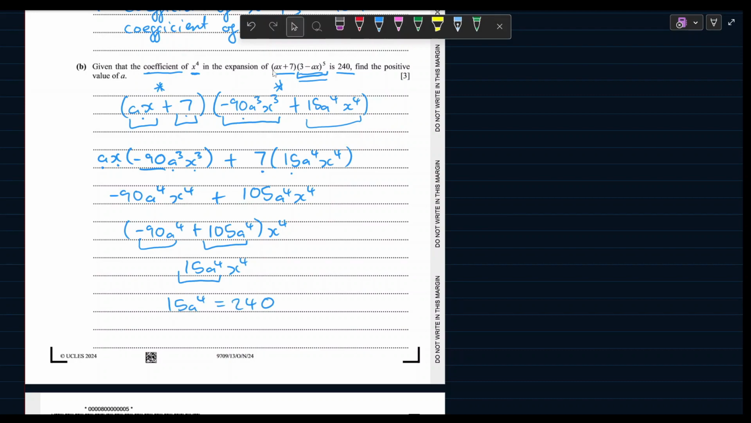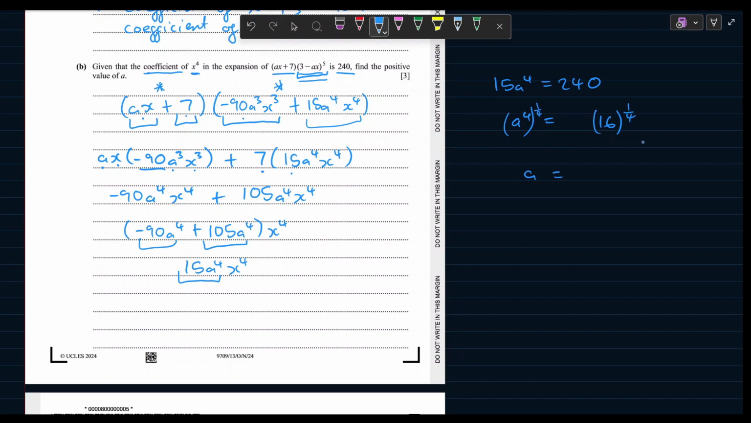In fact, I think let's just take it to the side. We're running out of space here. So we've got that 15a to the 4 is equal to 240. So we can divide both sides by 15, so that you've got 240 divided by 15, which is 16. Okay. And since we want a, you can take the fourth root of both sides or raise them to the power a quarter. That's the same effect.